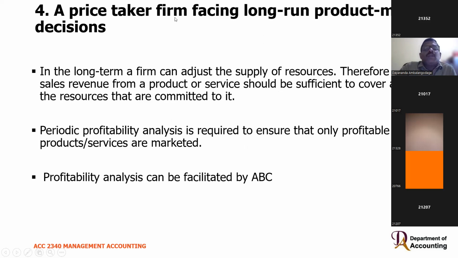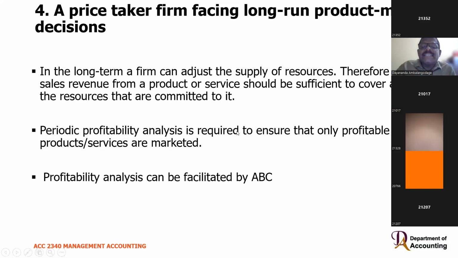Now we are coming to the fourth one: price taker firm's long-run product mix decision. A long-term firm can adjust the supply of resources. Therefore, the sales revenue from a product or service should be sufficient to cover all of the resources committed to it. So you will think about resources committed to a particular product, not the contribution approach. That means the directly attributable cost for a product, whether it is variable or fixed.